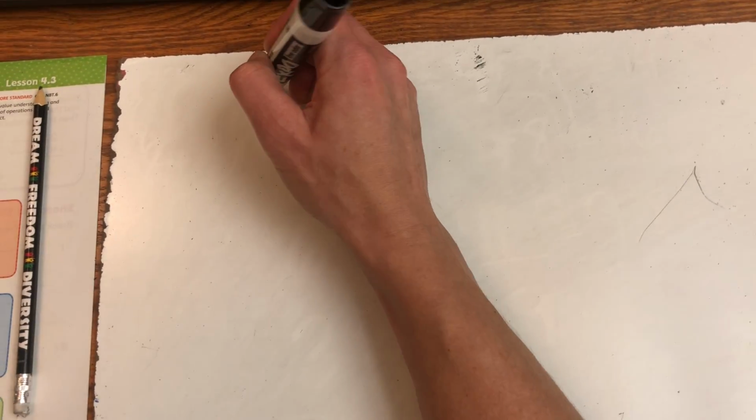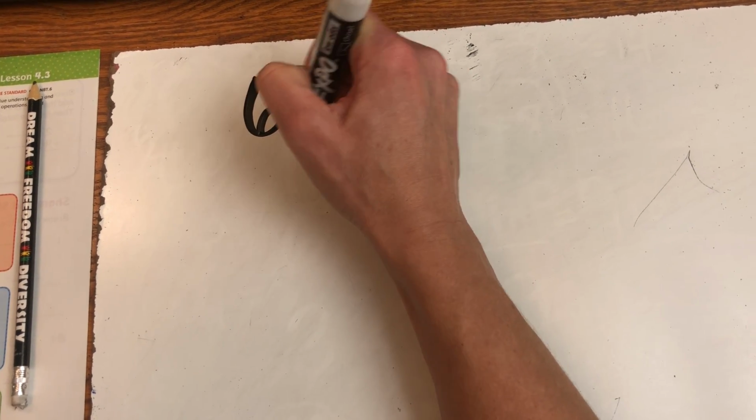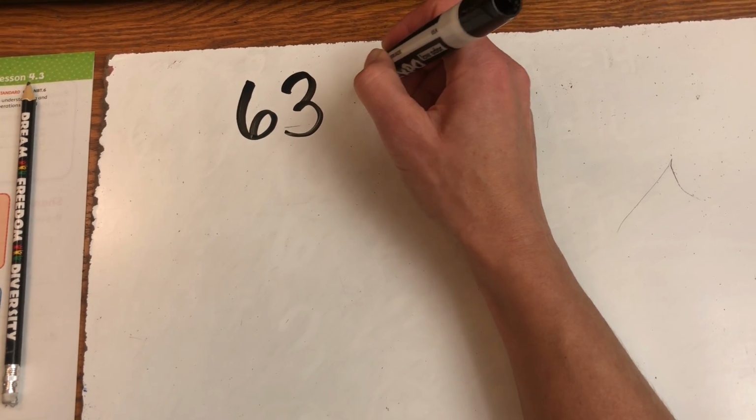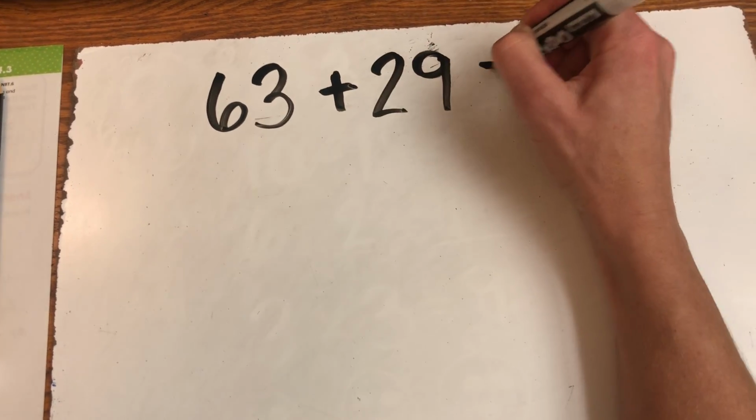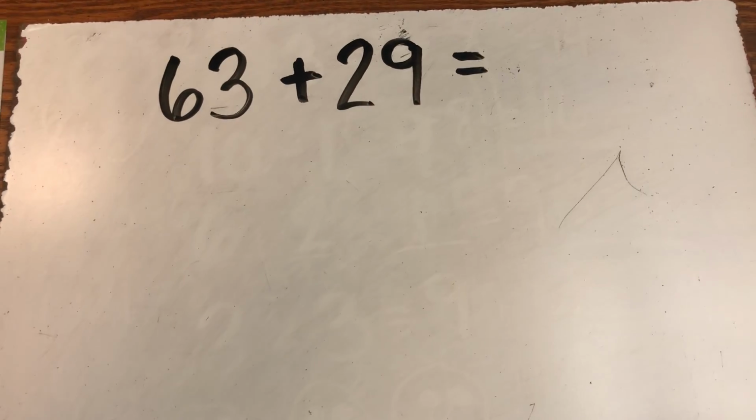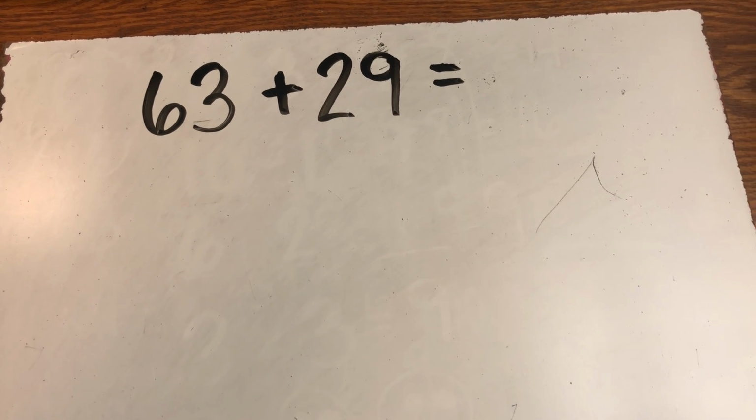I'm going to write down a number, and we're going to work with it. I'm going to show you the equation. 63 plus 29 equals. Write that equation down with me, please.